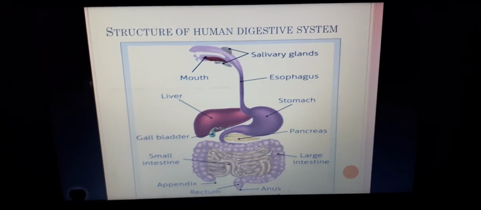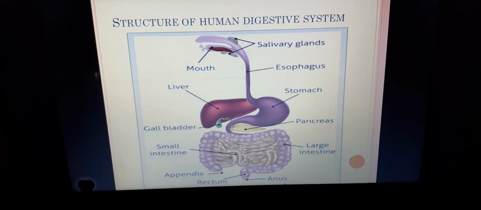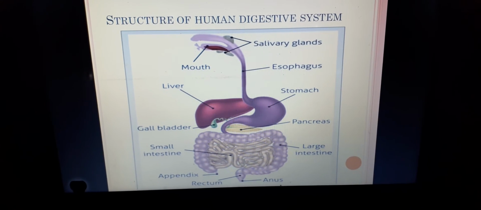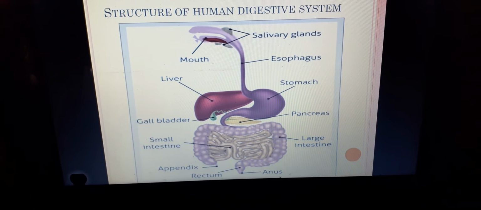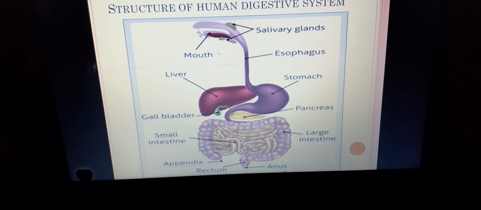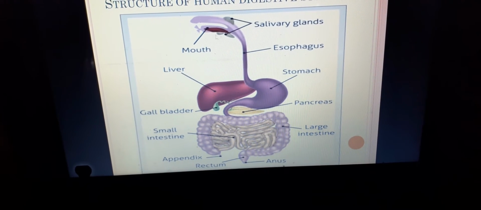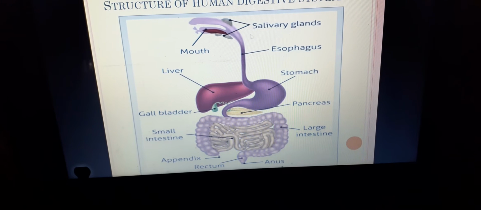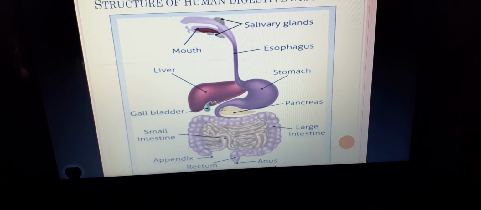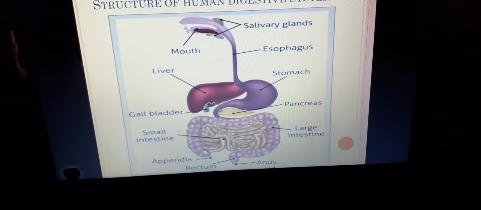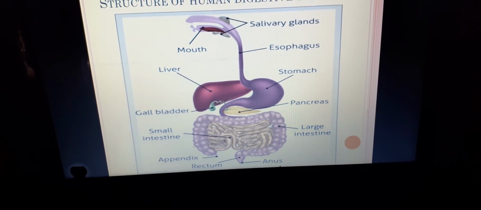Now this is the detailed structure of the human digestive system. I gave you a small description in the previous class of what the alimentary canal is. Here you can see the salivary glands placed in the mouth, and in the mouth the other parts are the tongue and teeth. Then the esophagus is a long tube which starts from the mouth and reaches the stomach.